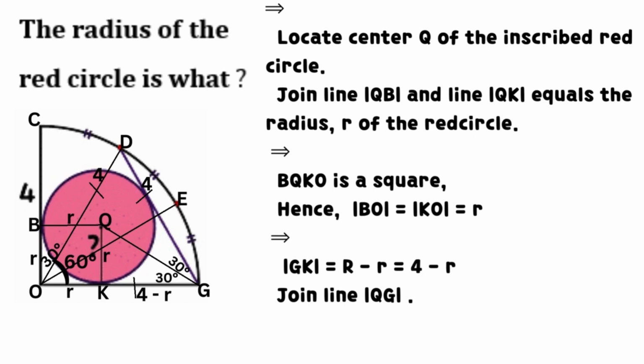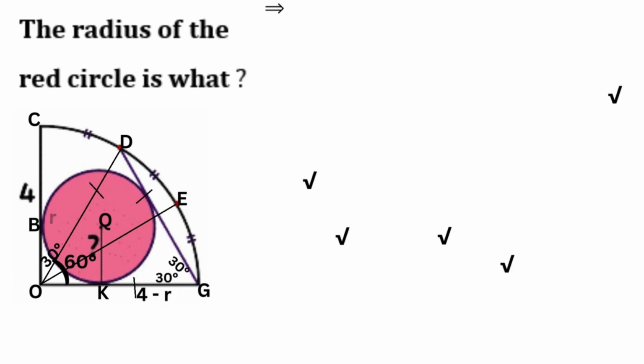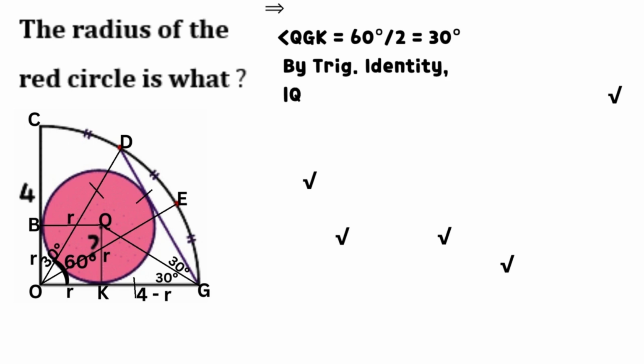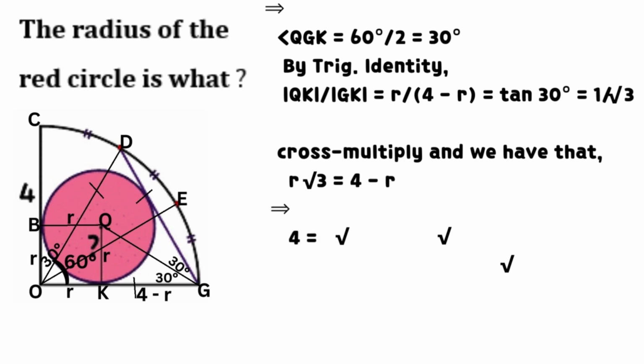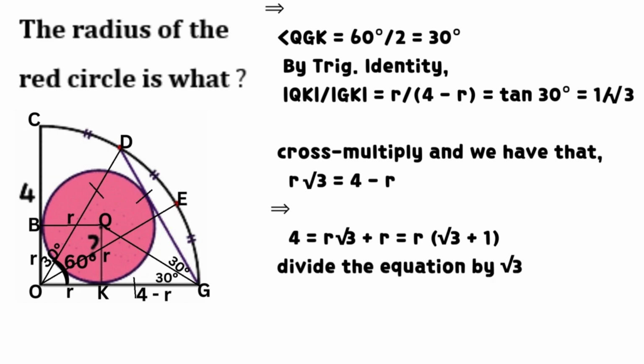Join line QG. Angle QGK equals half of 60 degrees, which equals 30 degrees. By trigonometric identity, line QK divided by line GK equals R divided by 4 minus R, which equals tan 30 degrees. That equals 1 divided by the square root of 3. Cross multiply and we have that R times the square root of 3 equals 4 minus R.